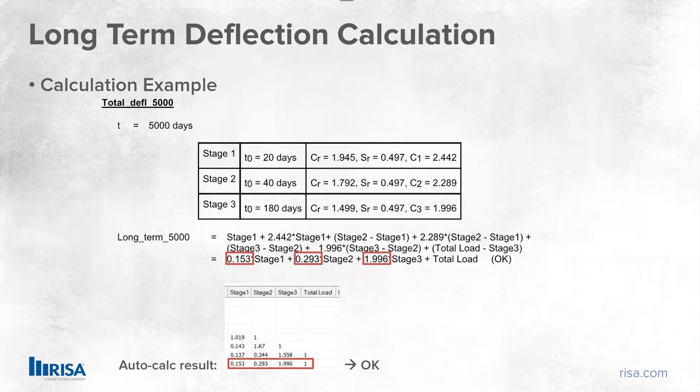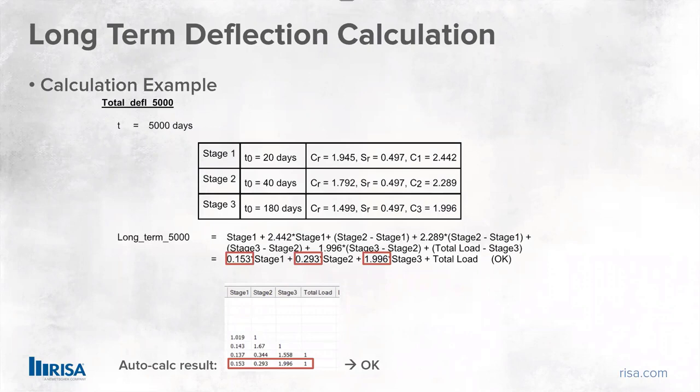We can do a similar thing for stage 2 and stage 3. I would end up with three different C factors. So if we wanted to calculate the long-term deflection at 5,000 days, it would be equal to the deflection at stage 1, which is my immediate deflection due to sustained load, times my C factor, which is 2.442, and then times my immediate deflection again, which is the stage 1 deflection. So stage 1 plus 2.442 times stage 1 will be my total long-term deflection at stage 1.